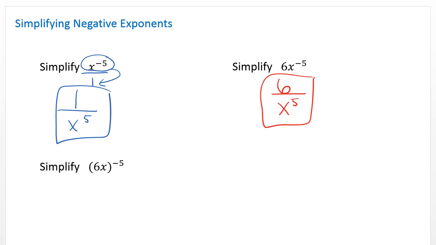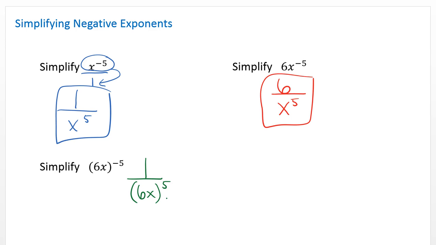Now what happens if it's a more complicated problem and you have something in parentheses raised to a power? Okay, well, because this is in parentheses, that means that entire value inside, those two factors, the 6 and the x, move to the denominator. So it's going to be 1 over, the parentheses stay. Why? Because what's being raised to the 5th power is the 6 and the x.